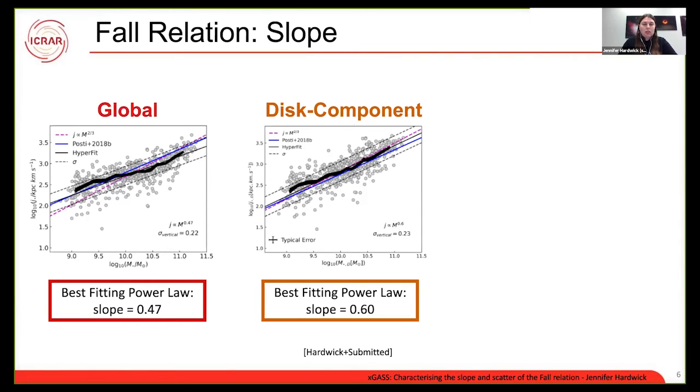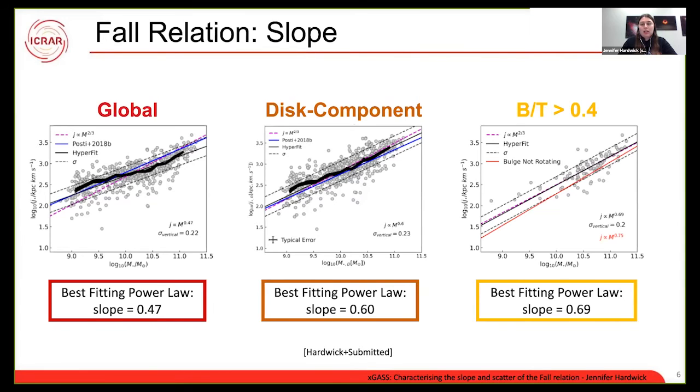So we can see that there's already a dependence on galaxy type in terms of this slope. So we also looked at just galaxies where we have a considerable bulge component, which we define to be where the mass of the bulge is more than 40% of the total mass. And you can see again in the black line that our best fit relation is very close to the slope of 2/3, still in the purple dashed line.